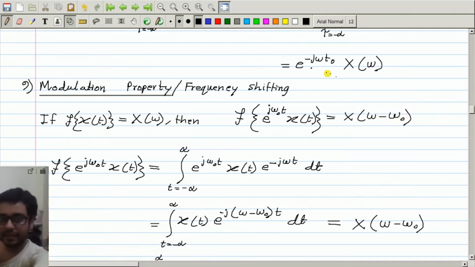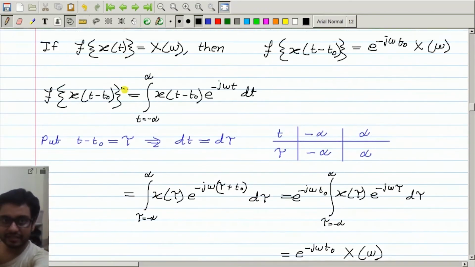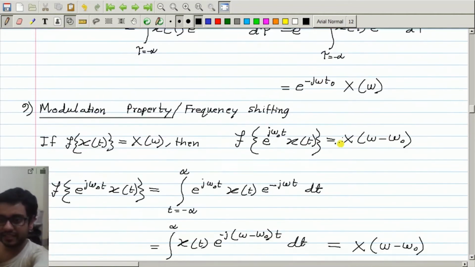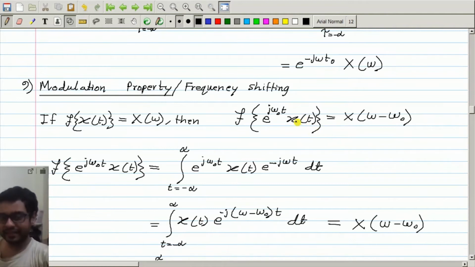On the other hand, we saw previously that if you shift the original signal x(t) by an amount t naught, then the Fourier transform becomes the Fourier transform capital X multiplied with e to the power j omega t naught. So in a sense, this property and this next property are like mirror images of each other. That is easy to remember.